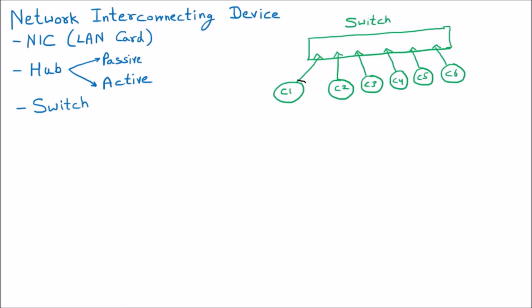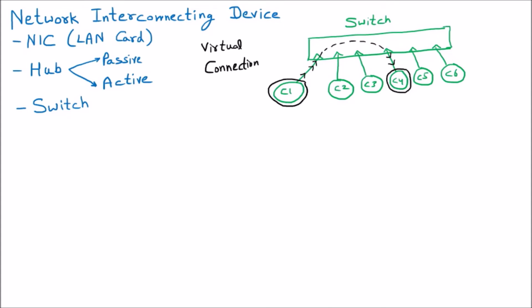Let us suppose that C1 wants to communicate with C4. So computer 1 wants to communicate with computer 4, and it will send the data. Now the switch is very intelligent, it can create a virtual connection. Virtual connection means it is not really there, it is virtually created. With the help of that, data is sent to C4 and nobody else is aware about it. So it can send the data privately. One good thing about the switch is that it has the virtual connection.